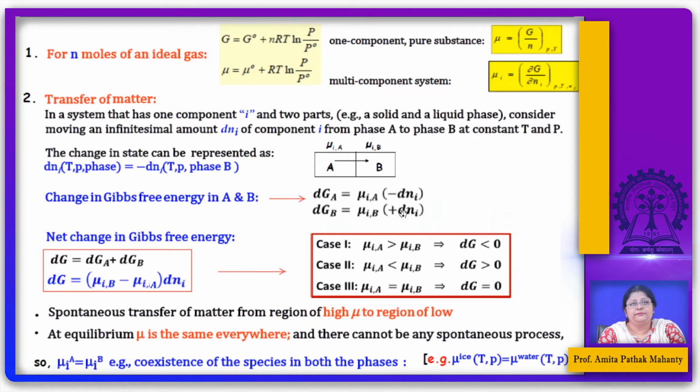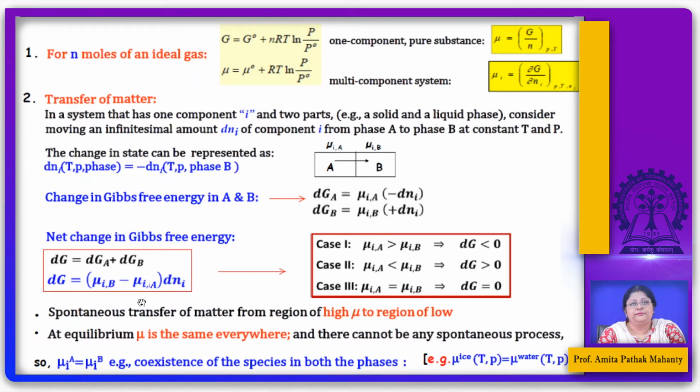Now, what is going to be the total change in G? The total change in G will be the change in G of A plus the change in G of B. So I can write mu_i^A, that A means the ith species in part A, into minus dNi, plus the chemical potential of the ith species in B into the change in number of moles of i, that is dNi. So I add these two up. If I add these two up, what do I get? I get the difference in chemical potential of the ith species in B minus the chemical potential of the ith species in A, into dNi, because dNi is the amount which is getting transferred.